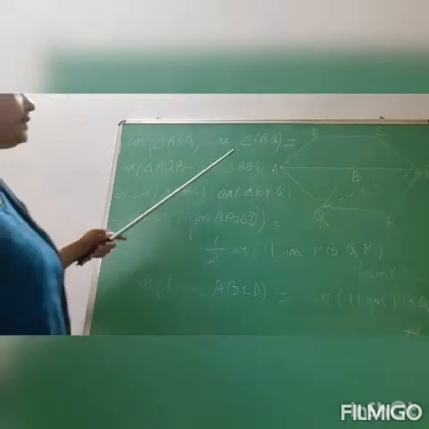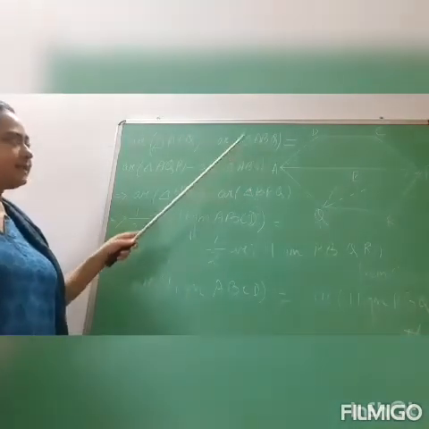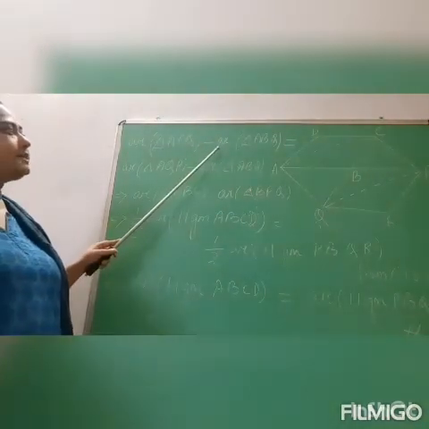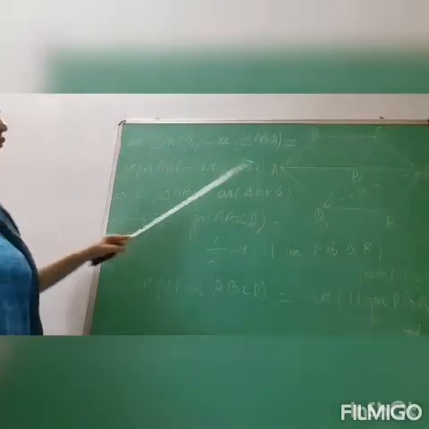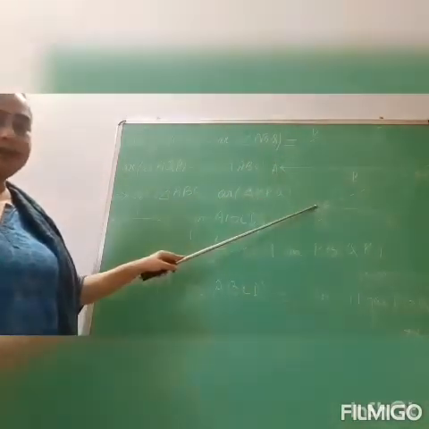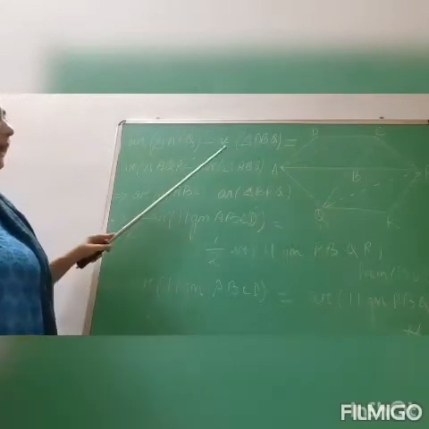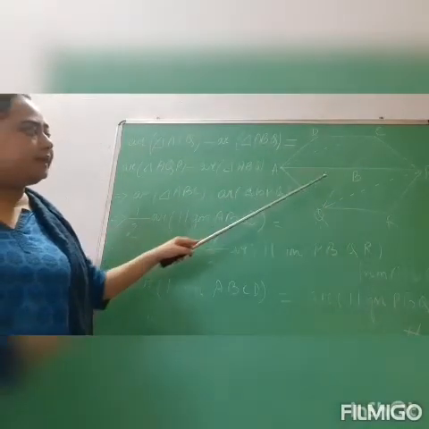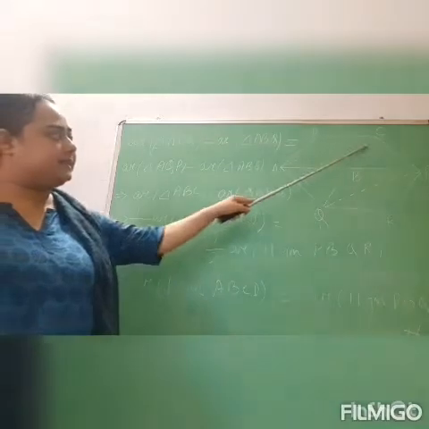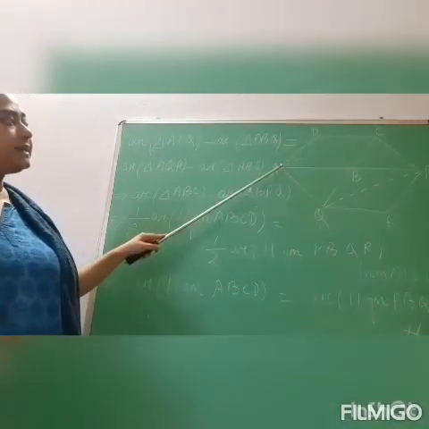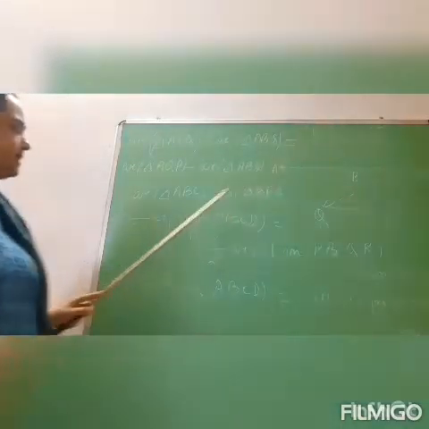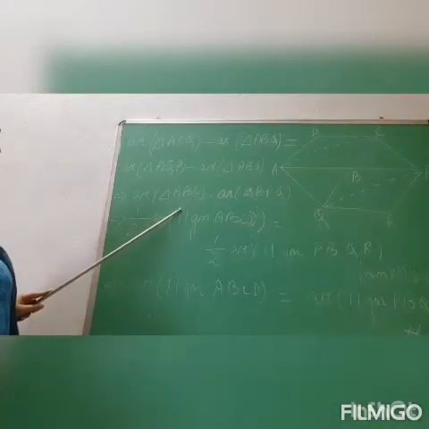So what we will do here is we will subtract from both the sides, left hand side and right hand side, area of triangle ABQ. Now see here, ACQ, area of this total triangle minus ABQ, I will get area of triangle ABC. See, I have written here area of triangle ABC.